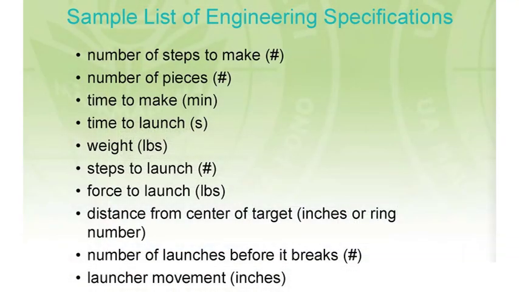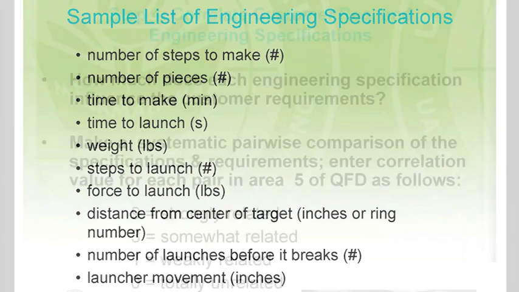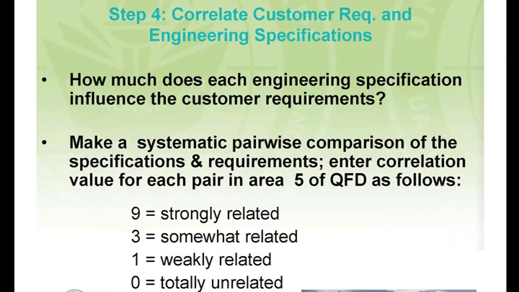Okay, so sample list of some of the specifications: number of steps to make it, pieces to use, time to make, time to launch it. And these will all be correlated to the customer requirements. The trick is to come up with these tests, these quantifiable measures for your customer requirements. And after you practice, you go through this a few times, you'll start to get a hang of it. So I talked about this before.